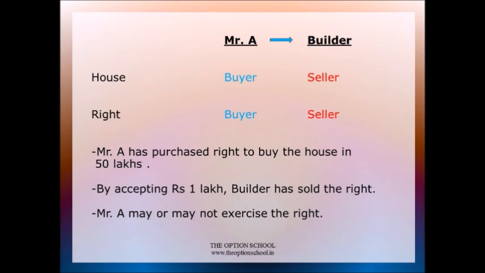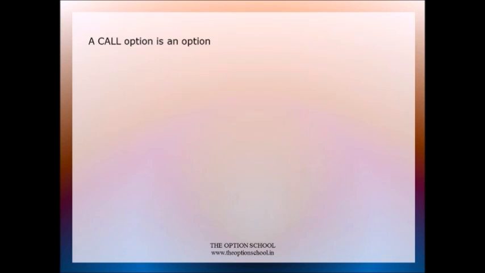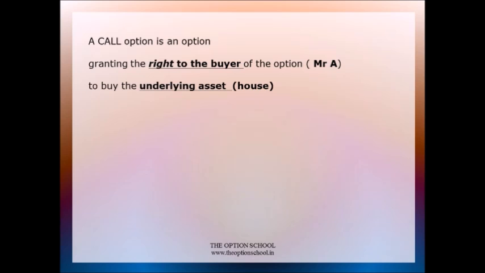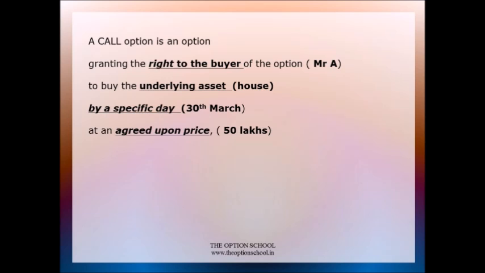So if we try to understand, a call option is an option granting the right to the buyer of the option. In our case, Mr. A is the buyer of the option because he has paid 1 lakh rupees to buy the underlying asset. Always there will be an underlying asset. So in our example, the underlying asset is the house which Mr. A is buying by a specific day. There is a fixed day by which this transaction needs to be completed. This is known as the expiry day, at an agreed upon price. The agreed upon price is 50 lakhs.